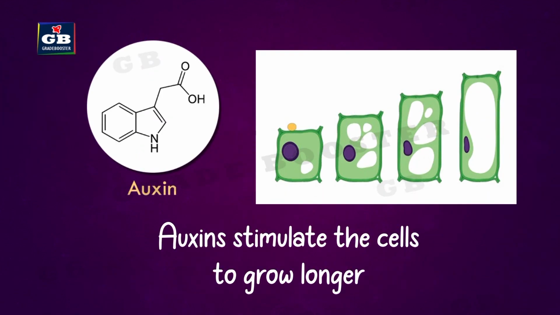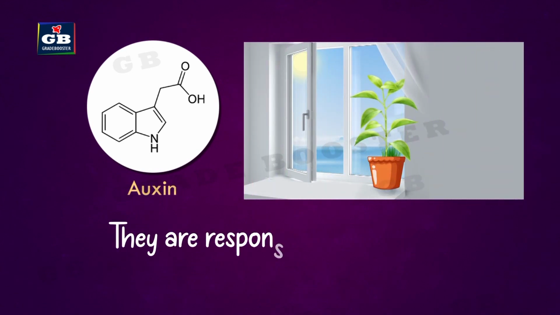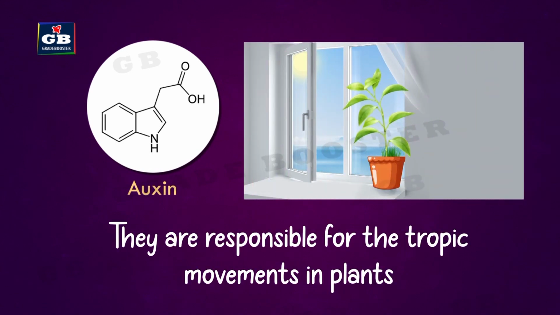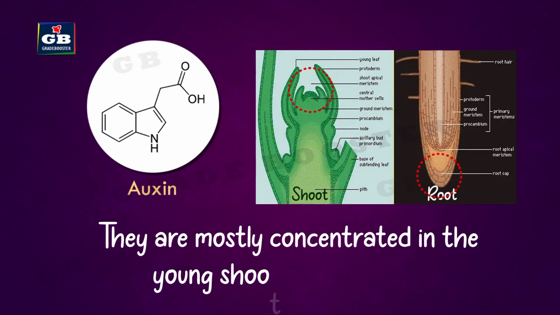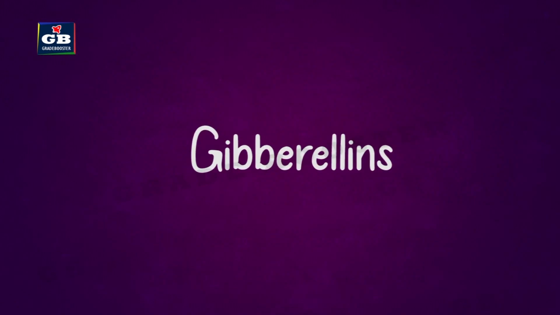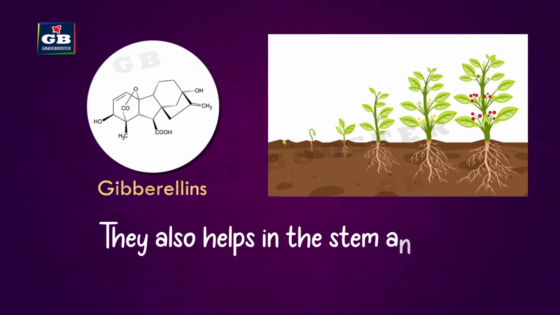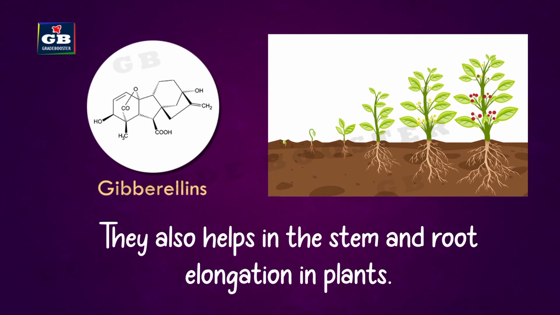Auxins. Auxins stimulate the cells to grow longer. They are responsible for the tropic movements in plants. They are mostly concentrated in the young shoot and root tips. Gibberellins. Gibberellins also help in the stem and root elongation in plants.